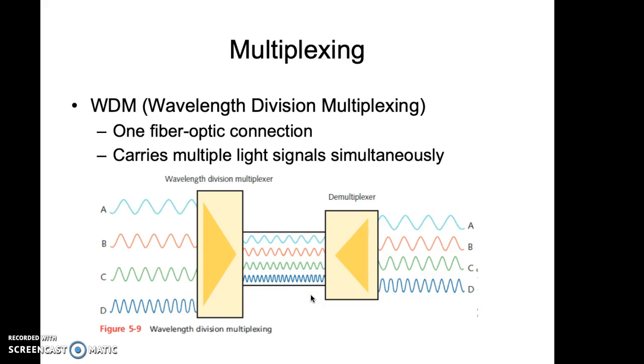And then there's also wavelength division multiplexing. Same thing here, but this one's different because look at how many wavelengths we have, and it's a division. This is one fiber optic connection carrying multiple light signals simultaneously.